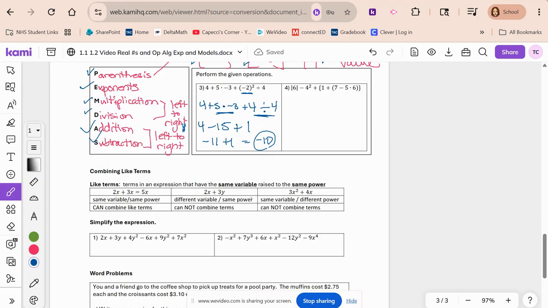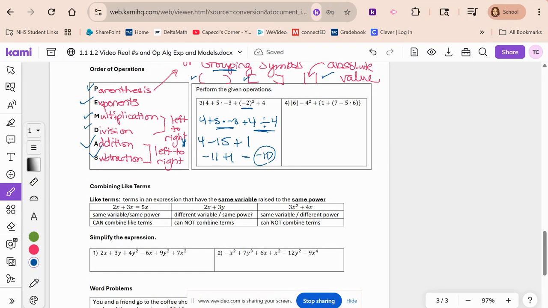All right, let's take a look at the next one. Again, I do have a lot of parentheses or grouping symbols. So first, I know my absolute value of 6 is going to be 6. I'm going to rewrite that. And now I do have brackets and I do have parentheses. So I'm going to work inside out. So first, I'm going to just rewrite that 1 plus, there's my parentheses.